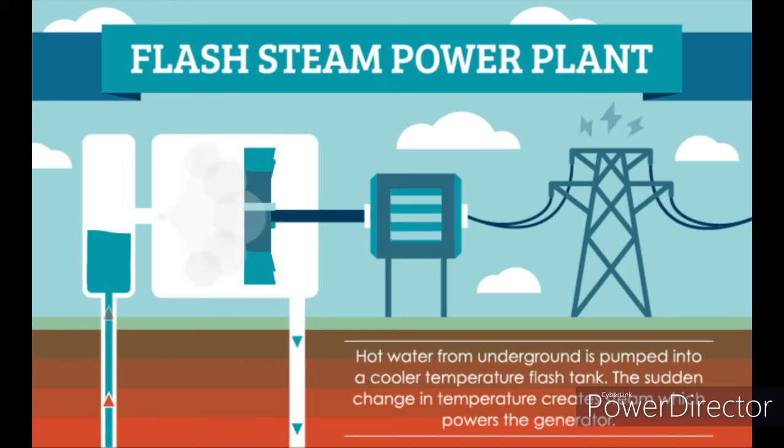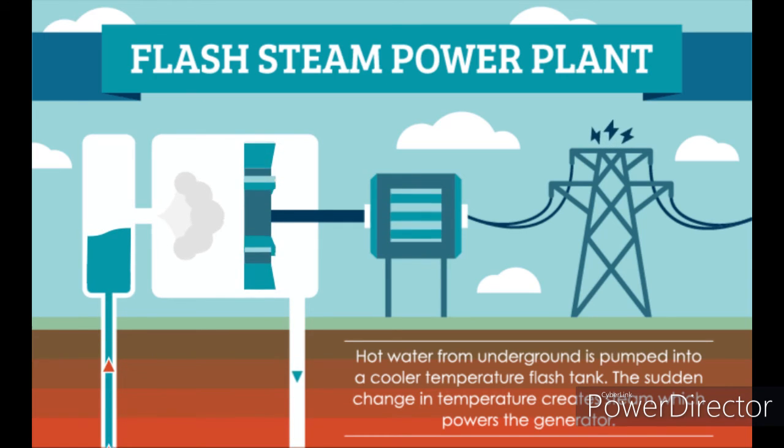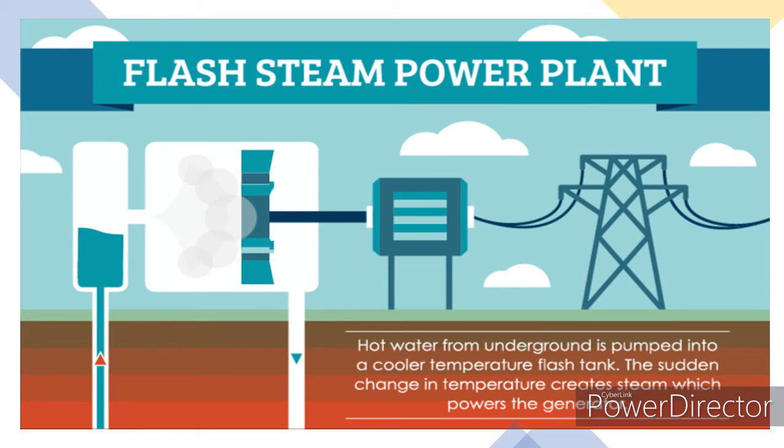The second type of geothermal power plant is the flash steam power plant. This power plant will pump hot water directly to the surface. It pumps hot water at high pressure from below the earth into a flash tank, which has low temperature on the surface. The sudden change in temperature creates steam, which drives the turbine and powers the generator. The steam is cooled and condenses into water. Then, it will be pumped back into the ground through the injection well.